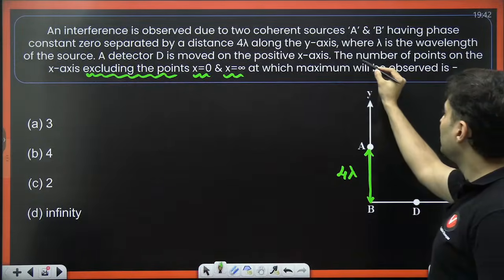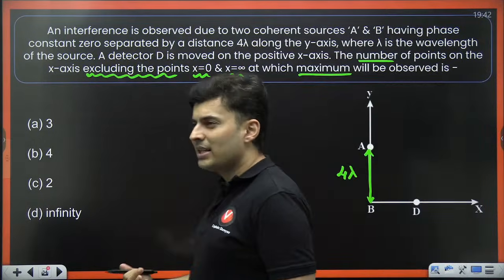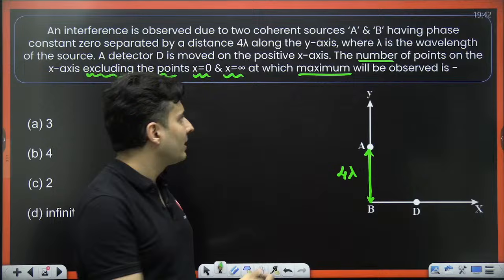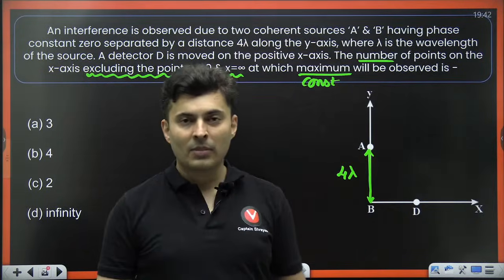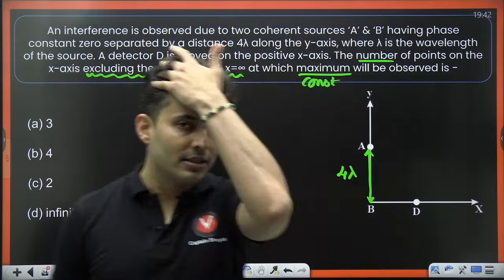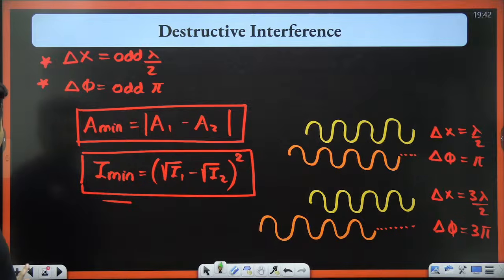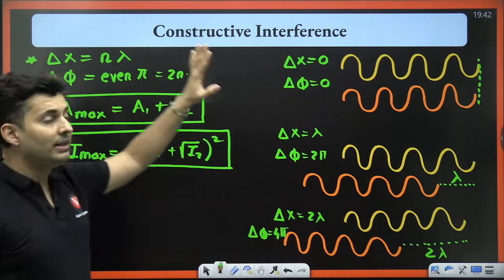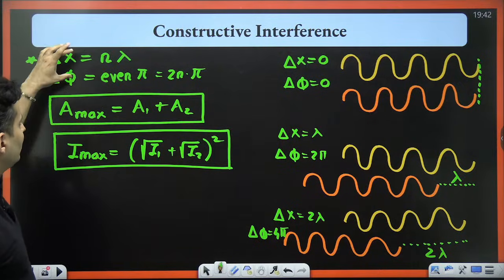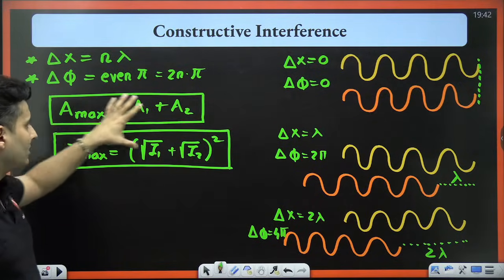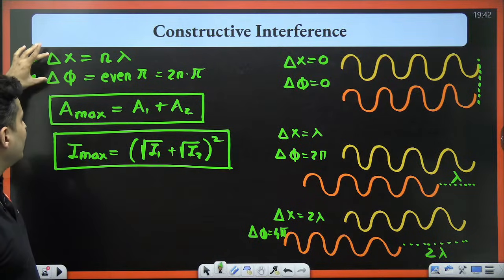How many points will you get maximum? That means how many places will you get constructive interference. Let's go back to the knowledge of constructive interference, whatever we have studied. For constructive interference to happen, these are the two essential conditions. Based on these conditions, these are the two outcomes that we get for amplitude and intensity.